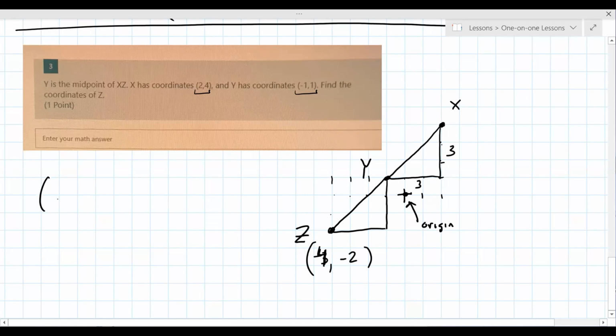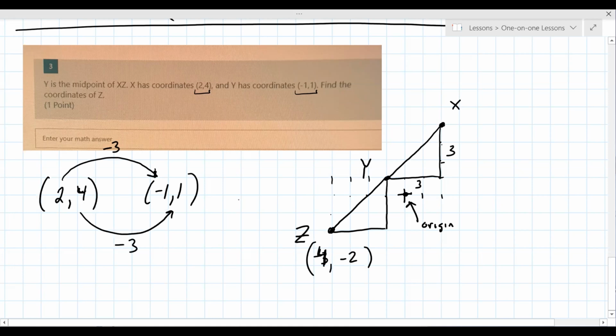So I write the ordered pairs 2, 4, and then the second ordered pair -1, 1. And I'm going to ask you this question. What is the jump to go from 2 to -1? How do you go from 2 to -1? You subtract 3. Okay. How do you go from 4 to 1? You subtract 3. Subtract 3 again.